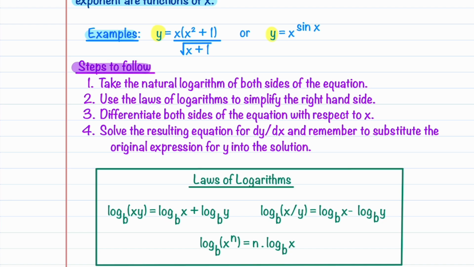I wrote down 4 steps that we can follow when we use logarithmic differentiation. The first step is we're going to take the natural log of both sides of the equation. The second step is we are going to use what's called laws of logarithms to simplify the right-hand side. I listed these 3 laws right down here in this green box to make things easier. Step 3 is we are going to differentiate both sides of the equation with respect to x. And then step 4 is we're just going to solve for dy dx. And here's the important part. We have to remember at the very end to substitute the original expression for y into our solution.